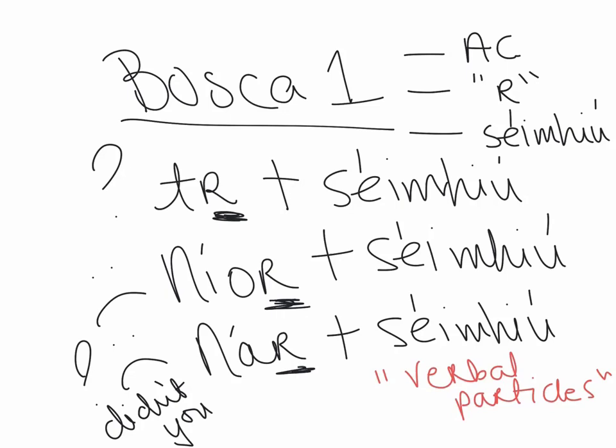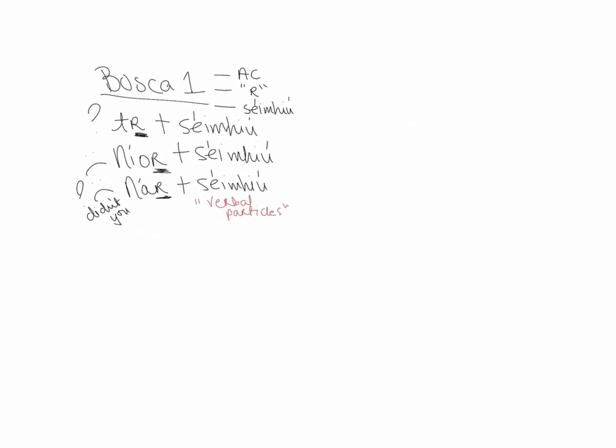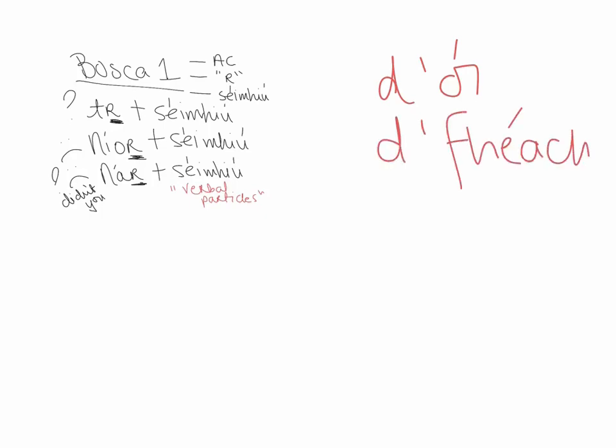An rud is tábhachtaí faoin verbal particles. The most important thing is that you can never have two. And we must remember that when we write things like dul and deach, those D's there, they're verbal particles. And as I've said already, you can't have two verbal particles.